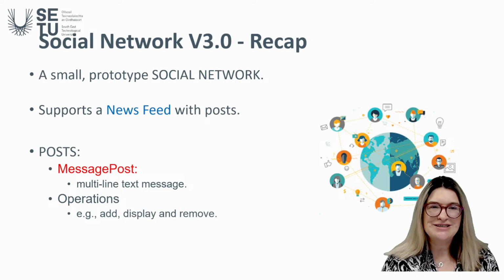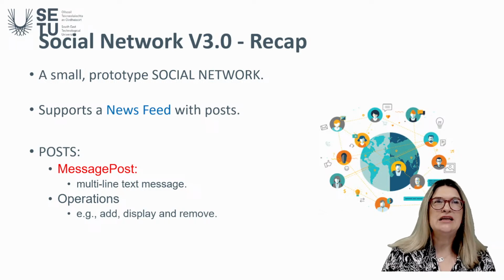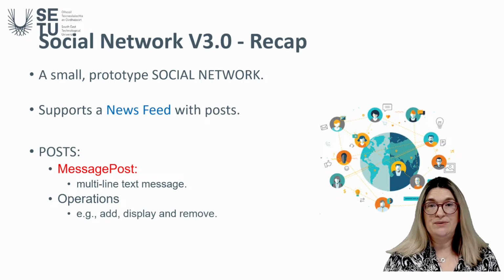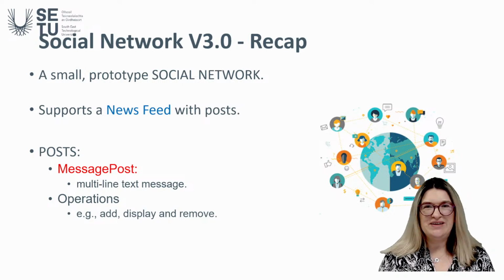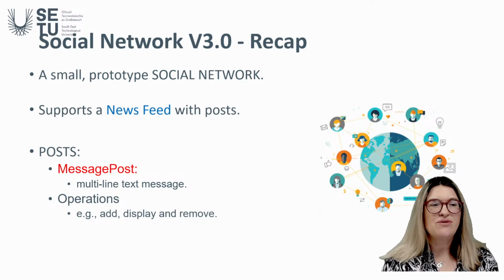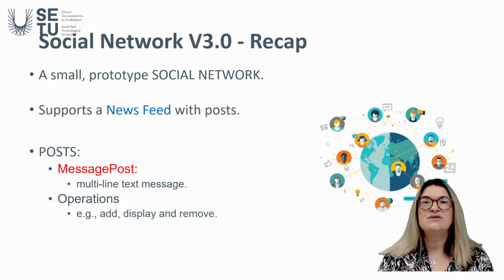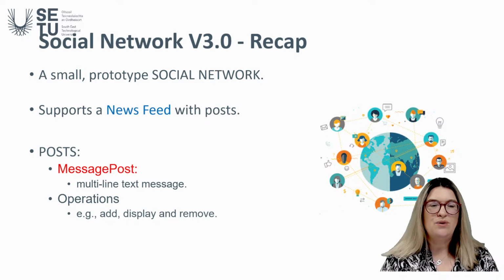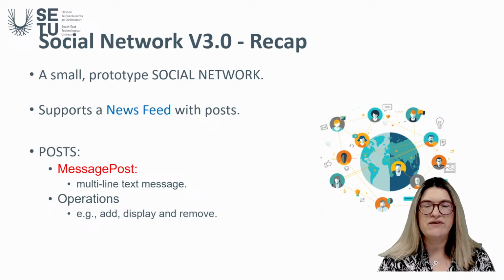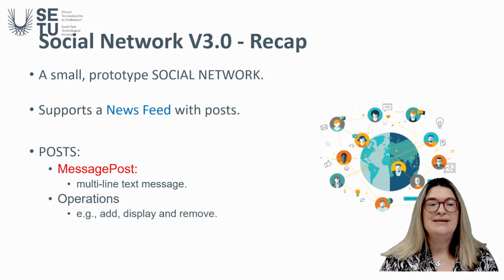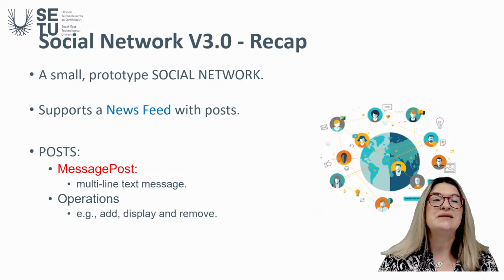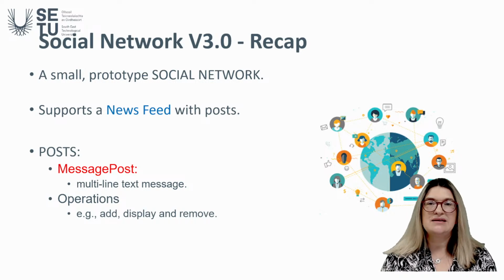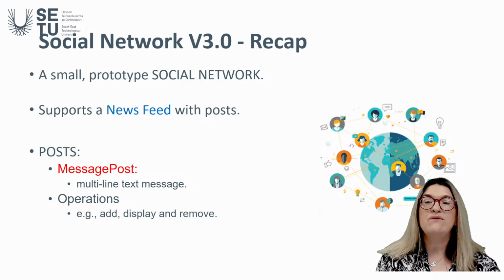So it's a small prototype social network. It's like WhatsApp without, that's not very interesting. And it just supports news feeds with posts. So what we're creating is a small app that supports some sort of news feeds. At the start in social network version 3, it has a message, which is just a multi-line message. And for that message, we were able to add it to our feed, display it, and remove it. Okay, so that's where we've left it.